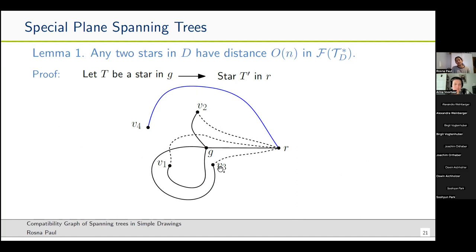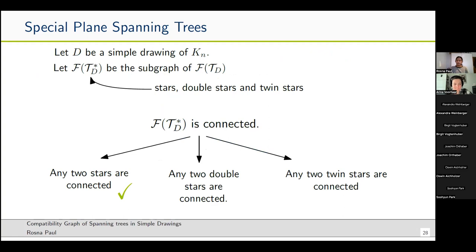Then we go to the next vertex V3 and we look for the V3R. So the only possible edge that can cross the V3R is the V4G, because that's the only one which is higher than this, but we already removed V4G from our graph, so it will not do any harm. So you can add V3R and remove the V3G and you can continue the process. And in this way, you transform a star in G to a star in R. So if you take any two stars, you can transform compatibly from one star to another star. And this finishes the first part.